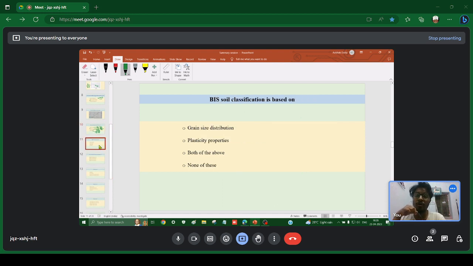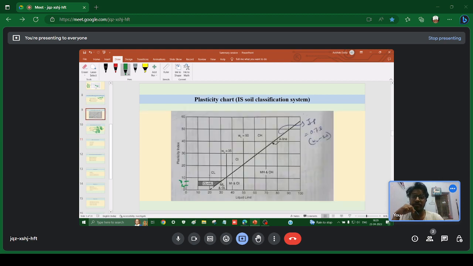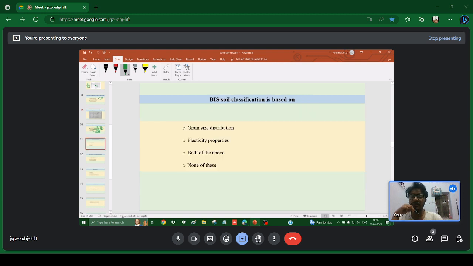BIS, that is Bureau of Indian Standards soil classification, is based on grain size distribution, plasticity properties, both of the above, or none of these. Now, as I have mentioned in the previous sum, there was one chart. According to the IS soil classification system, this takes into consideration the plasticity properties. As you can see, plasticity index is there, liquid limit is there. So the plasticity properties have already been taken into consideration for this Indian system of classification.